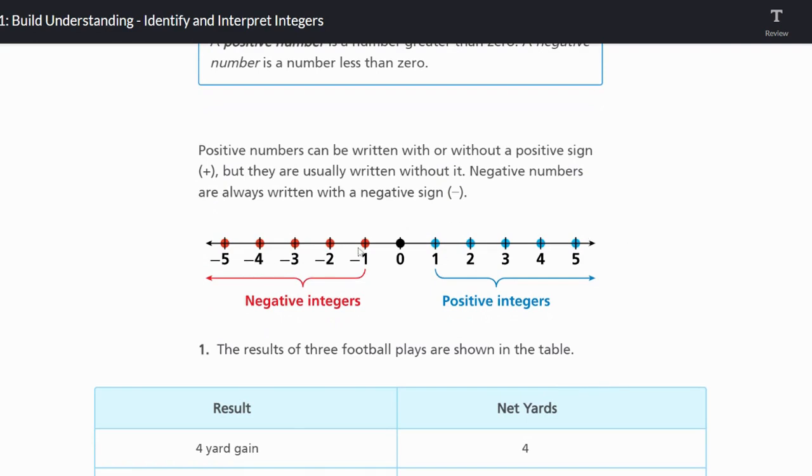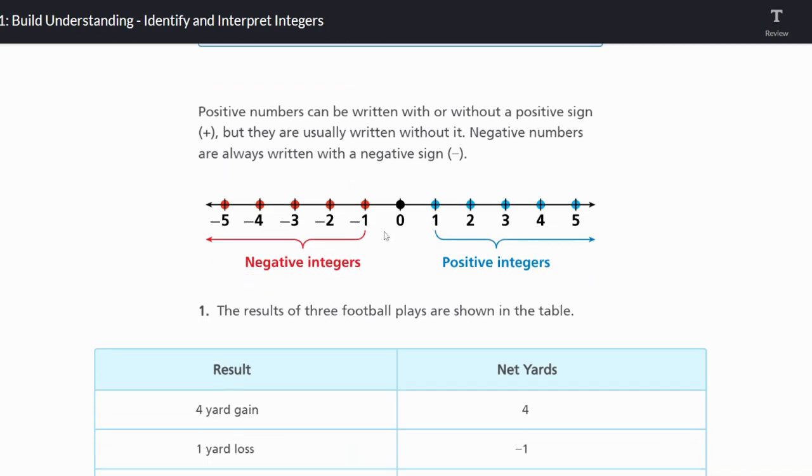So here we have a number line. Positive numbers are to the right of 0. So that means we have positive 1, 2, 3, 4, 5, and so on. Notice there aren't any positive signs here. But negative integers start at 0 and go back: -1, -2, -3, -4, -5.